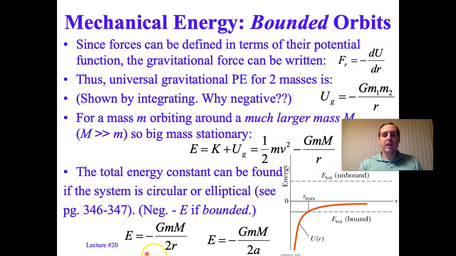So if you're in circular orbit, the total energy is minus G little m big M over 2r. If you're in an elliptical orbit, you get minus G little m big M over 2a, and a being the length of the semi-major axis. So notice it kind of works out all really nice here.